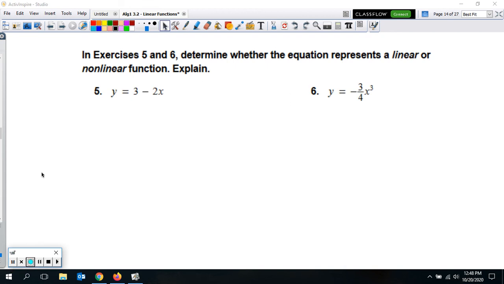All right, so again on 5 and 6, you're just determining whether the equation represents a linear or nonlinear function based on the equation. So what we just talked about, go ahead and pause the video and get an answer for 5 and 6, and then play it to check your answer.